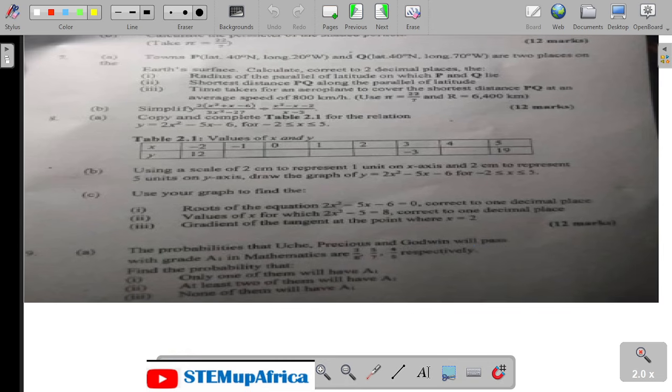Question 9 is probability. It said the probabilities that Uche, Precious, and Godwin will pass grade A1 in mathematics are 3 over 8, 5 over 7, and 4 over 5 respectively. Find the probability that only one of them will have A1. So who is the person? The chances of them having A1 is given. So who is having A1? We don't know.